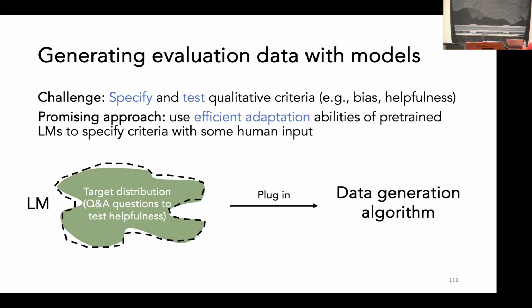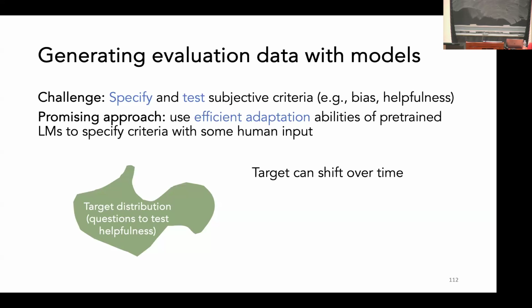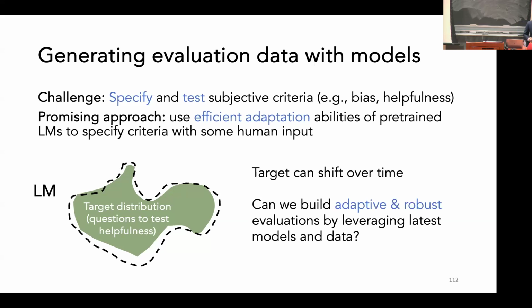However, the twist is that the target distributions will naturally shift over time. For example, the relevant questions that people ask will naturally shift, and the way that we interact with models will change as the models are changing as well. So an open question here is how can we build adaptive and robust evaluations by leveraging the latest models and data?